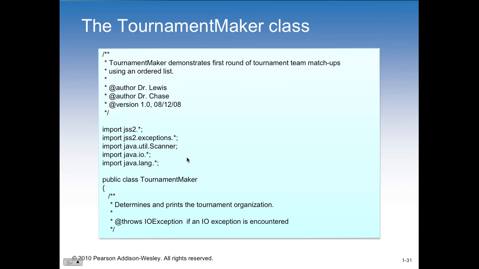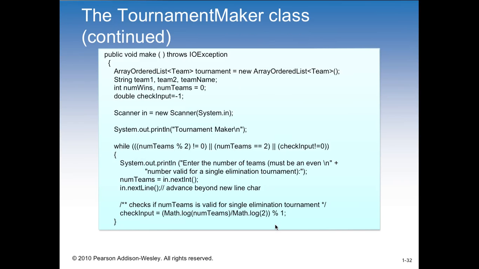You can cut and paste it, put it in, and you can actually see how this works in terms of the implementation. Determine and print out the team's organization, essentially. I'm going to throw an IO exception, if we get one here. And we're going to implement it using an array ordered list of team objects. So we're going to cast it a team data type that's going to be stored in here.